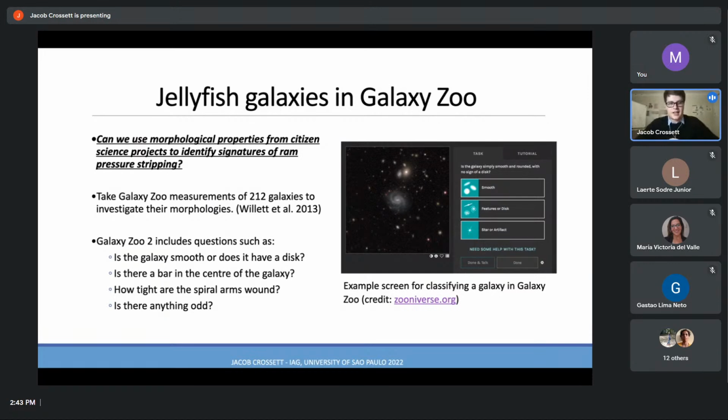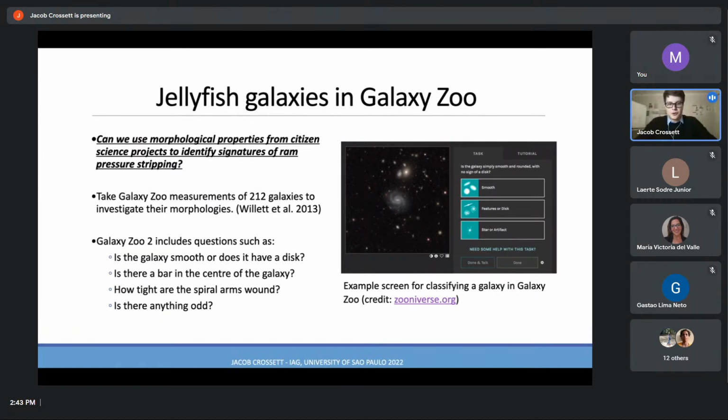To do this, I've taken a catalogue of 212 galaxies with RAM pressure stripping. I've taken them from all different sources and as many places as I can. I actually assembled a sample of over 900 galaxies, which I then matched to the Galaxy Zoo catalogue, which yielded 212 galaxies which overlapped in terms of the footprint and the appropriate brightness.